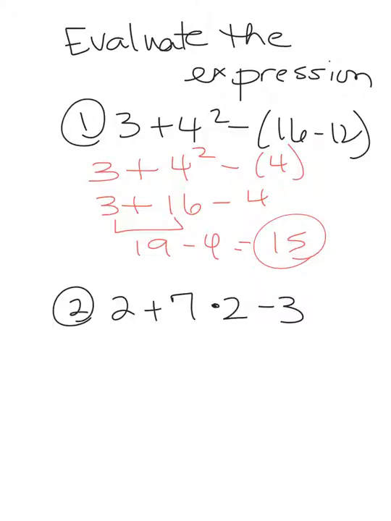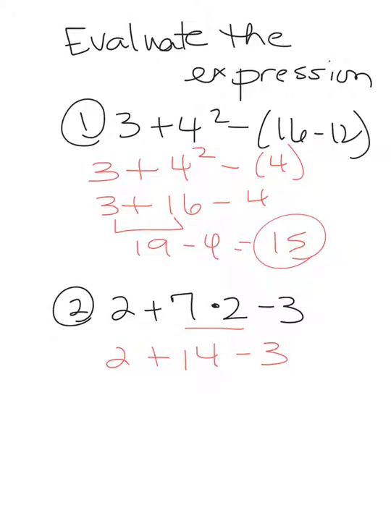In number 2, I have 2 plus 7 times 2 minus 3. So what needs to be done first? I don't have any parentheses, I don't have any exponents, but I do have multiplication. So I'm just going to rewrite that: 2 plus 7 times 2 gives me 14 minus 3. This is where a lot of students make a mistake. Instead of multiplying 7 times 2 first, a lot of times they add 2 plus 7. So you just have to be careful that you're always following the correct steps.